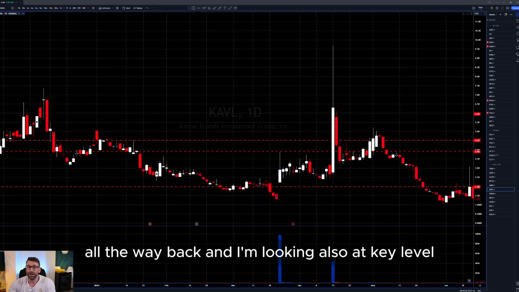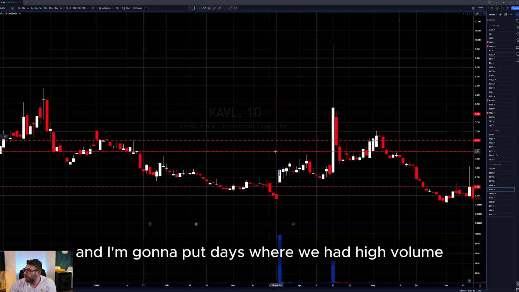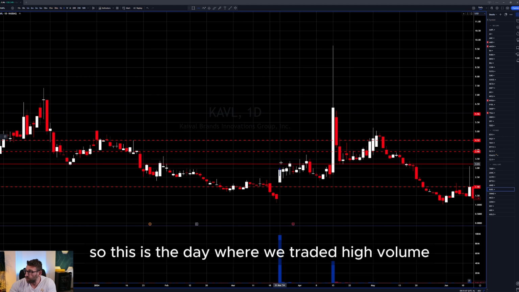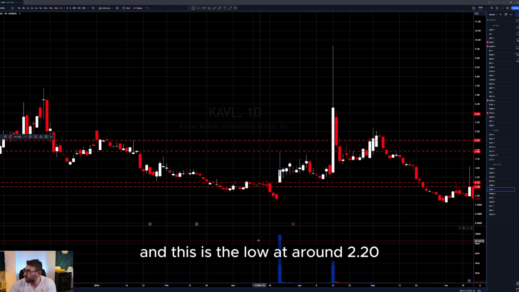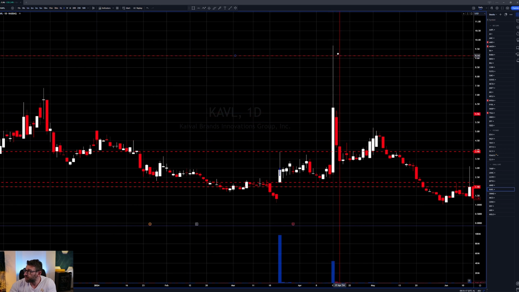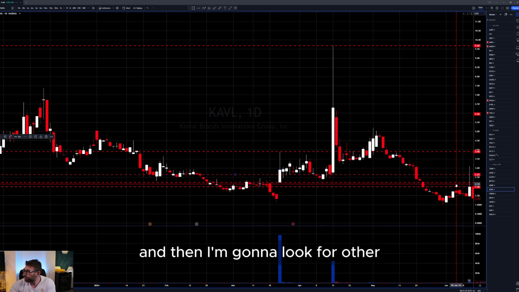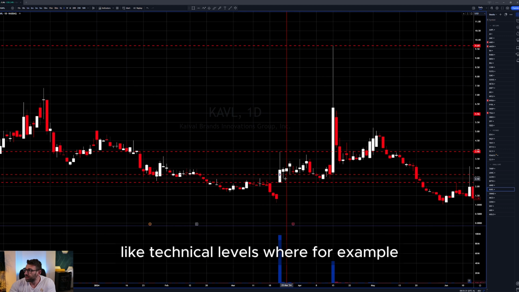And I'm looking also at key levels. So the second thing is going to be looking at our key levels. I'm going to put days where we had high volume traded, the high and the low. So this is the day where we traded high volume. You can see that we have a high at 4 and this is the low at around 2.20. I'm going to put over here another resistance on this day. So this is the high around 9.69. I'm going to put also over here the low. And then I'm going to look for other levels that could be important, like technical levels, where, for example, we have the reversal.